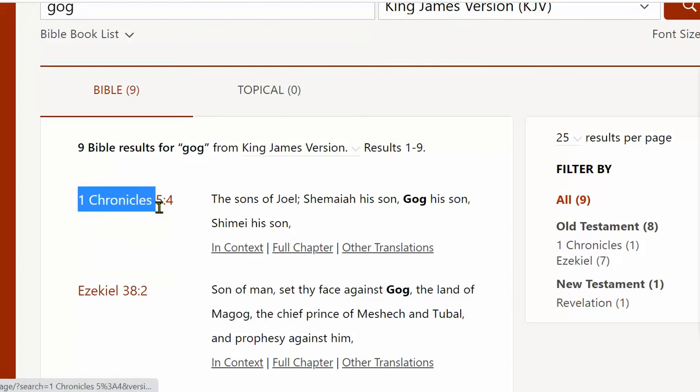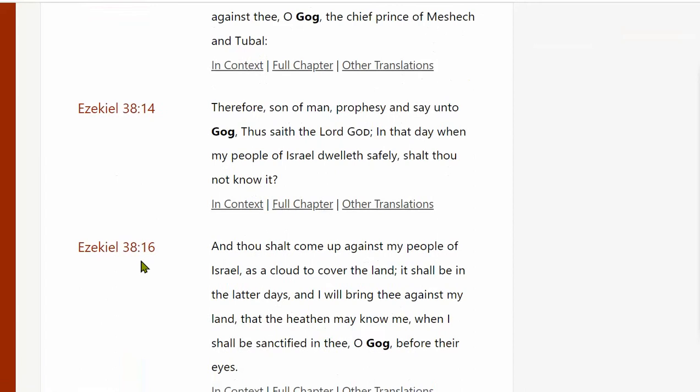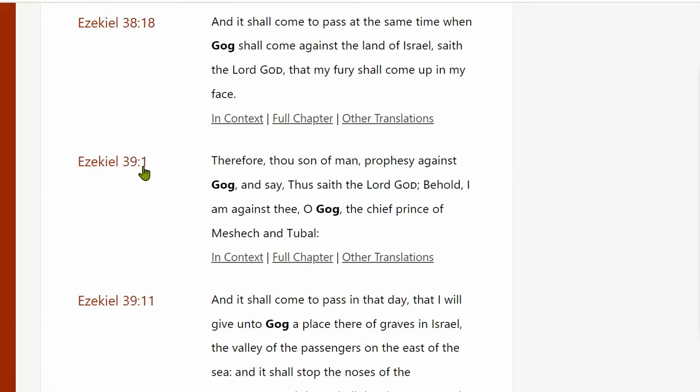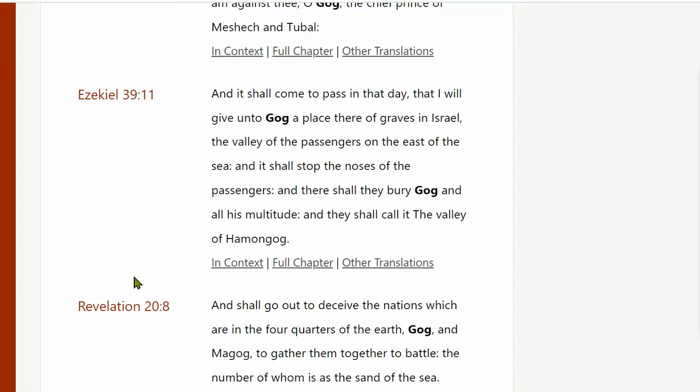The First Chronicles reference is in chapter 5, verse 4. It says, the sons of Joel, Shemaiah his son, Gog his son. So we can get in context the full chapter for it and other translations. Then we go to Ezekiel 38, where it is mentioned more because we have got 7 hits there, which is 7 verses: chapter 38 verses 2, 3, 14, 16, 18, and chapter 39 verses 1 and 11. Then we have got the Revelation there.